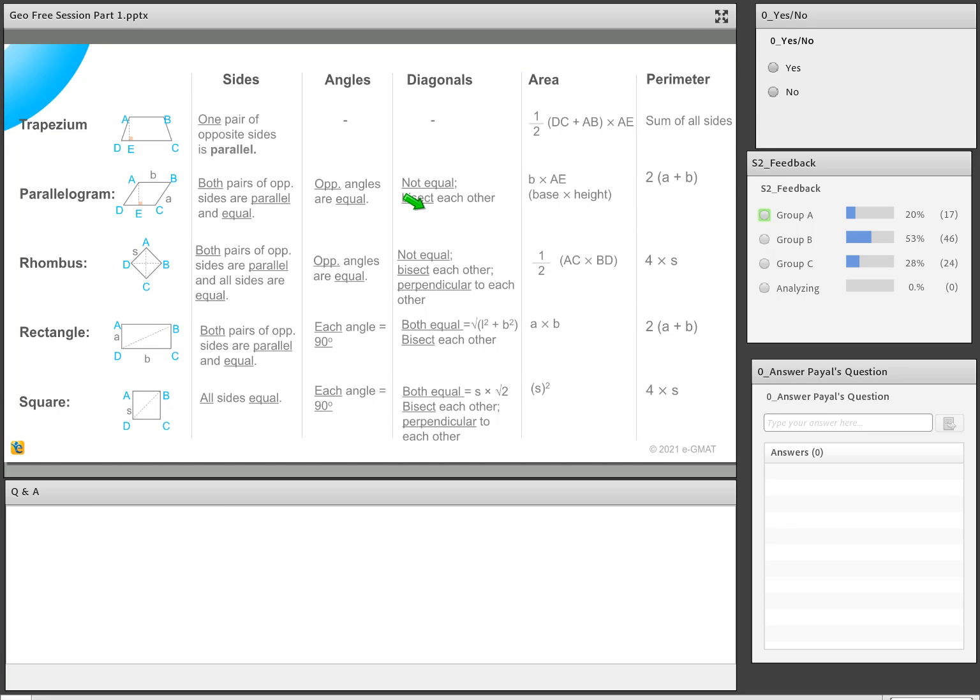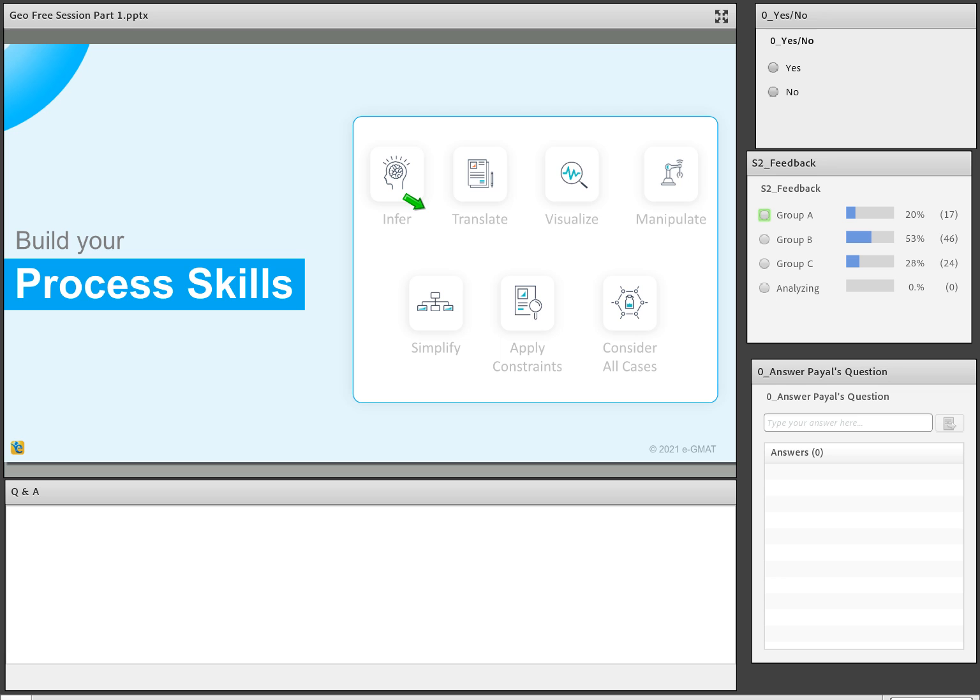So enough of the concept recap now. I hope that you're all comfortable with these concepts. You'll utilize the understanding of the difference between the diagonals of various quadrilaterals as you solve the questions. And the main thing is the feedback that you've gotten on the concepts. That's very important. Make sure that you utilize that feedback and get your conceptual understanding pertaining to quadrilaterals to 200%. All right. Now is the time to start building your process skills.